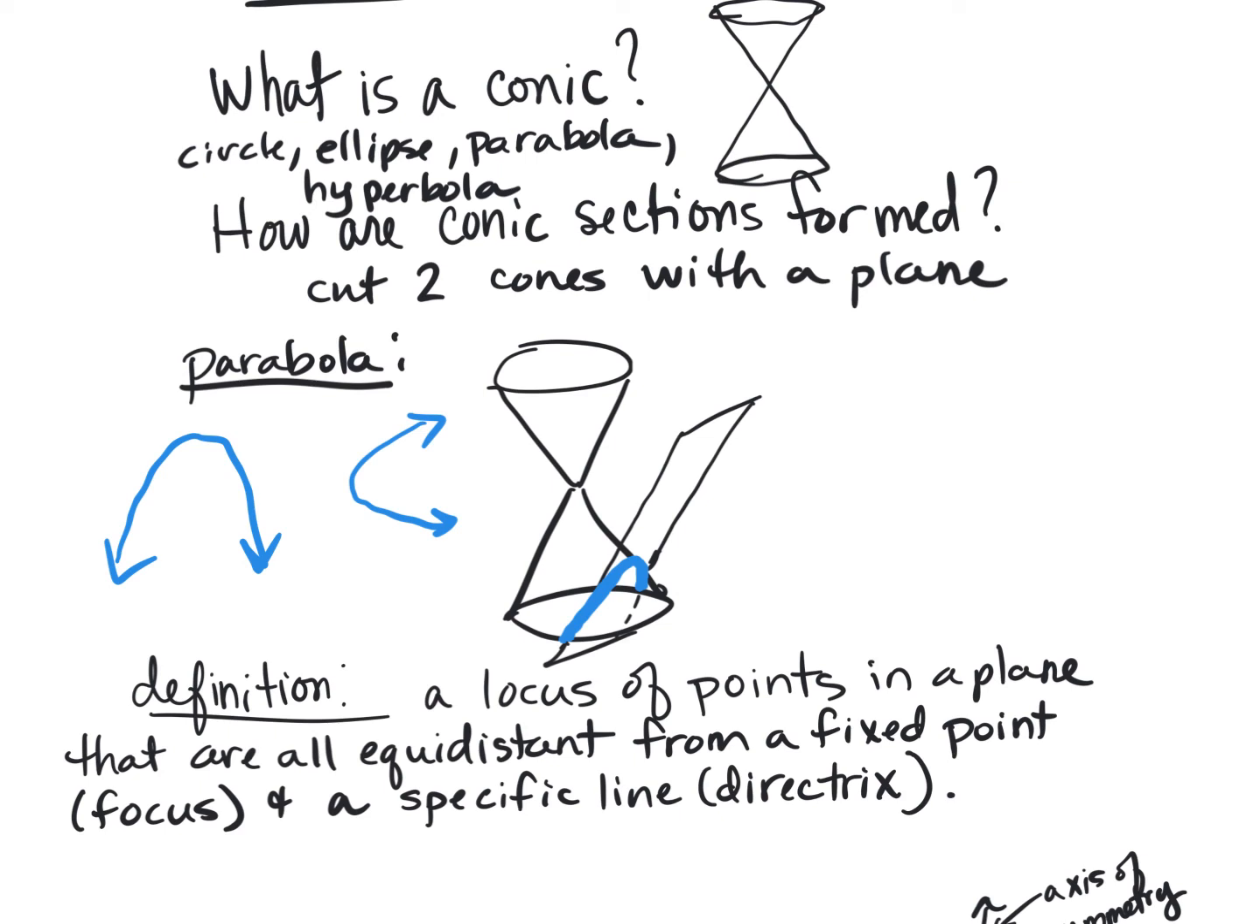Vertex, focus, directrix, axis of symmetry. Wait, why are the spaces this way? Rectangles all the way? Because I kept writing stuff like it's negative 2, but it's positive this way.